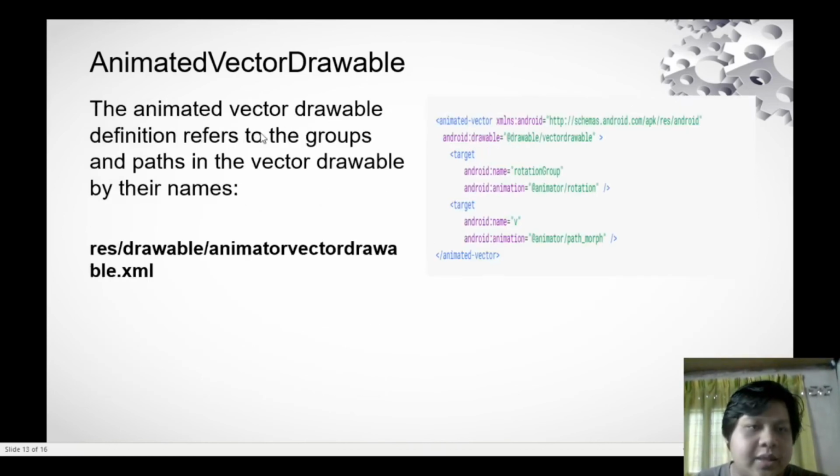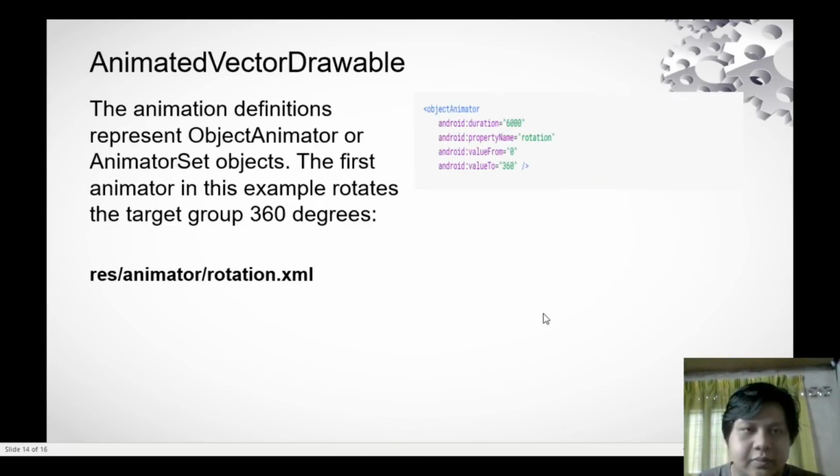Next, the animated vector drawable definition refers to the groups and the paths in the vector drawable by their names, in res/drawable/animatorvectordrawable.xml. This to the right here is an example of it. The animation definitions represent objectAnimator or set objects. The first animator in this example rotates the target group by 360 degrees. And this is an example of the object animator.